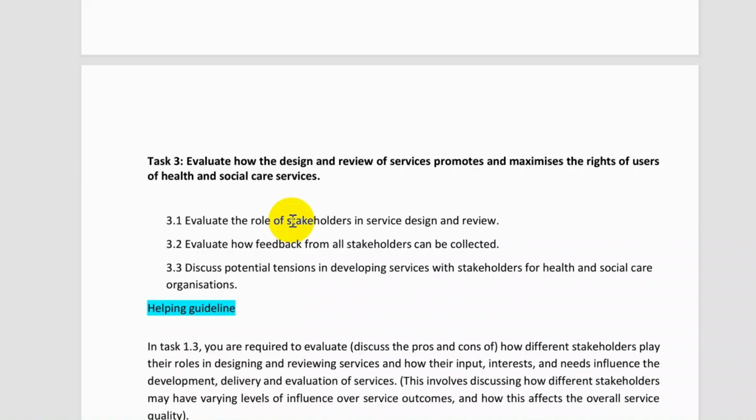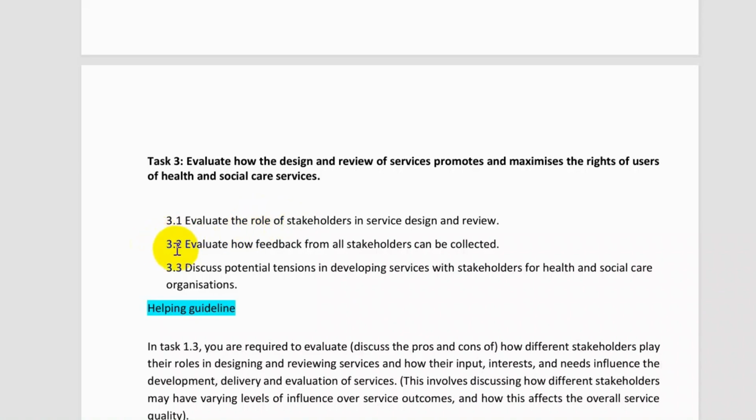So you just need to identify these stakeholders, and once you identify them, you need to evaluate the role of each of these groups: what specific role they play in designing and reviewing services, what their different perspectives and priorities are, and how their involvement or their role impacts the overall quality and effectiveness of the services, right?